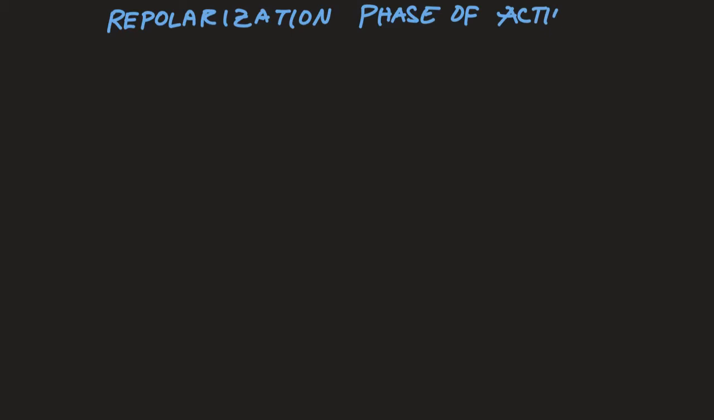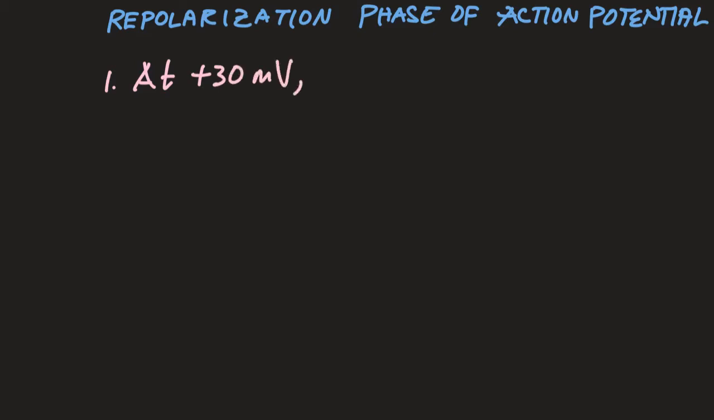The third phase is the repolarization phase of the action potential. This is brought about by the opening of potassium channels. Potassium channels usually open around 0 millivolts. In this case, the depolarization is so fast that it passes the 0 millivolts and reaches plus 30 very rapidly. So around plus 30 millivolts, potassium channels open.